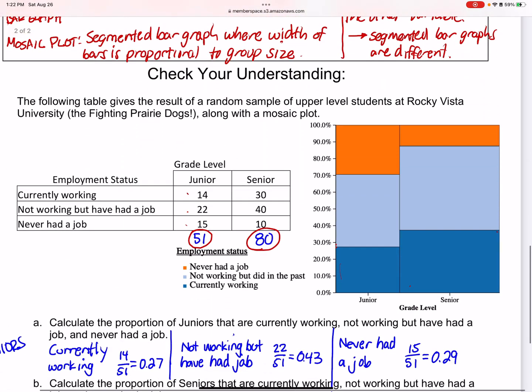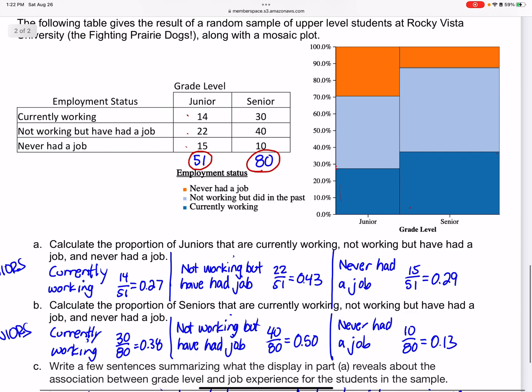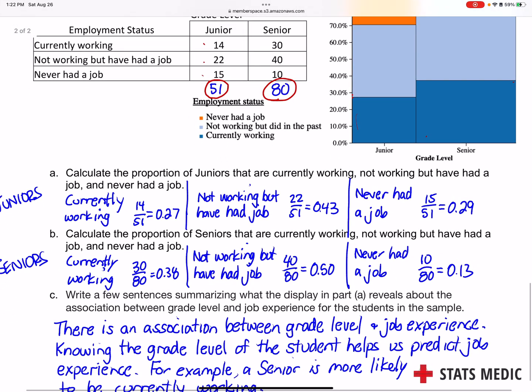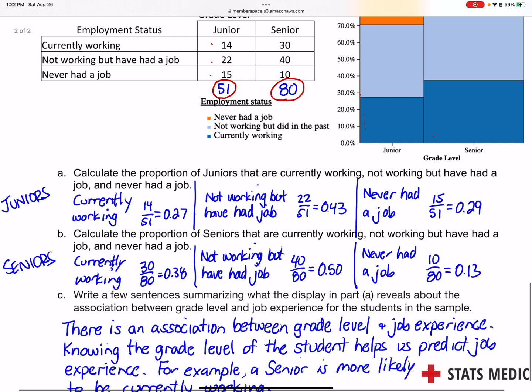All right, for check for understanding, you're going to go ahead and evaluate this mosaic plot, and it shows you the different, A shows calculate the proportions of juniors that are currently working, not working but have had a job, and never had a job. And for those, you can look at currently working only of the juniors. So there's 51 juniors. So this is conditional relative frequency, because the condition is they are a junior, and the denominator is total juniors. And so each one of them, the denominator, as you can see, is 51. And the second one was for all the seniors, and there's a total of 80 seniors, and the denominator on each of them is 80.